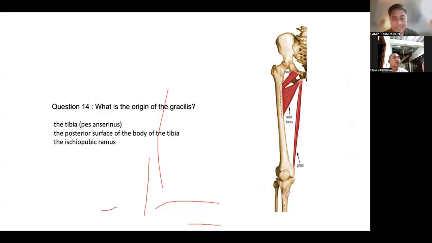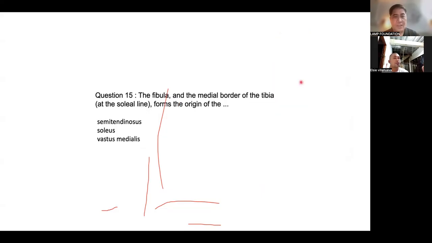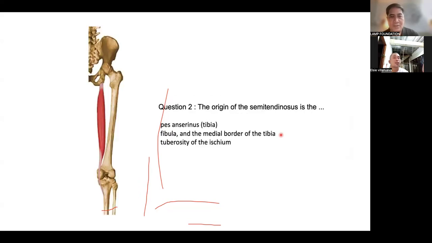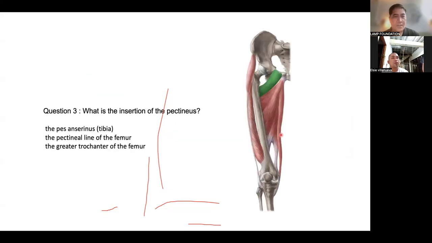The ischiopubic ramus. Fibula and the medial border of the tibia at the soleal line forms the origin of soleus. The lateral tuberosity at the base of the fifth metatarsal bone forms the insertion of which muscle? The fibularis brevis. Origin of semitendinosus. Tuberosity of the ischium. What is the insertion of the pectineus? The pectineal line of the femur.